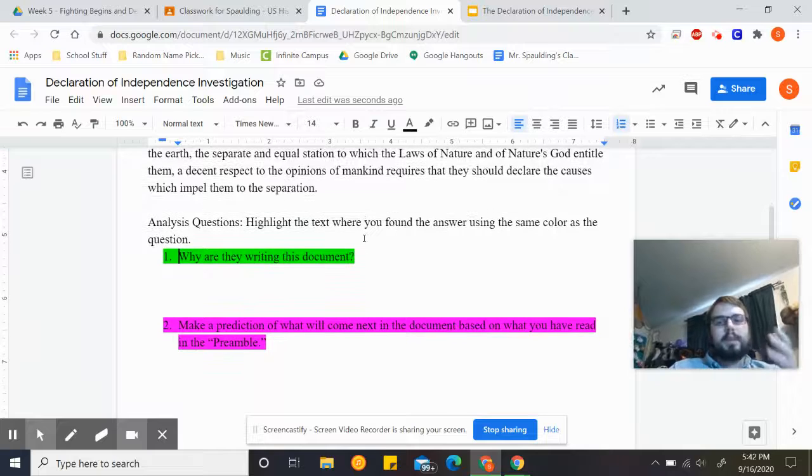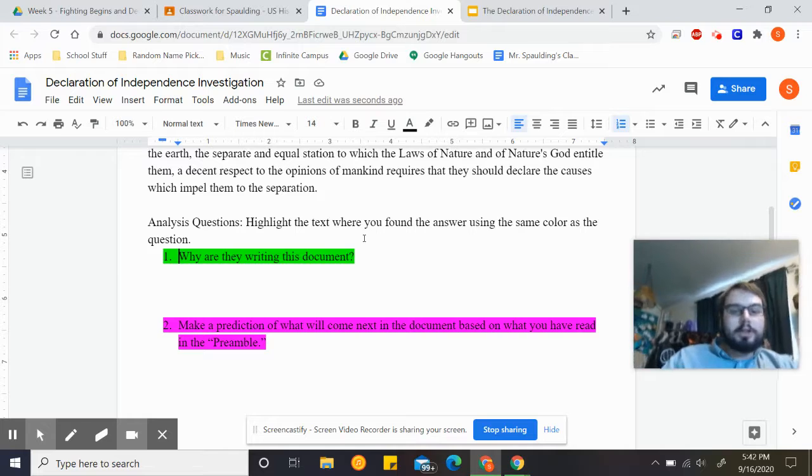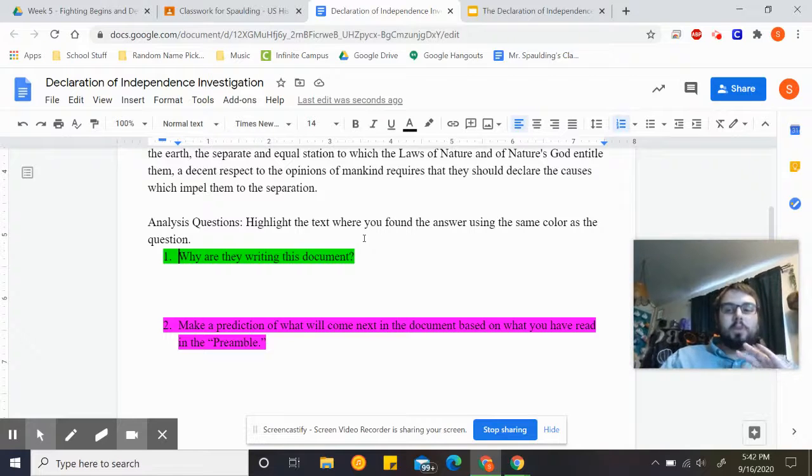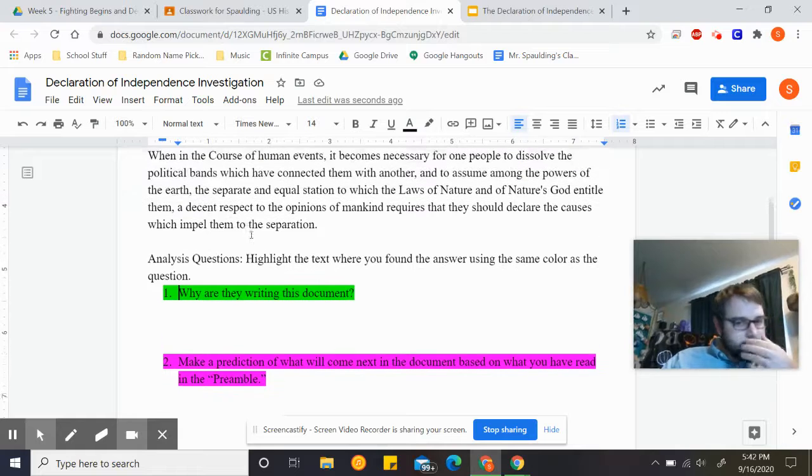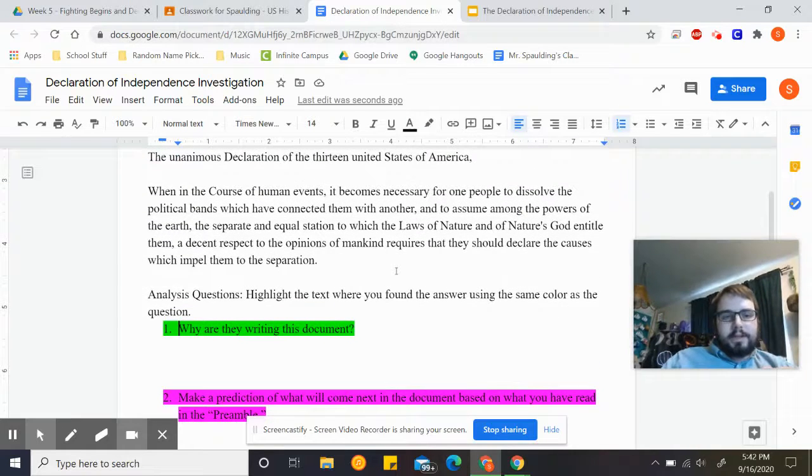And then second, what do you think is going to come next? They've told you why they're writing it. What do you think they'll include next? It's a prediction, so there's not really a right or wrong here. Just tell me what you think they're going to say next. All right, let's take a look at this first one.